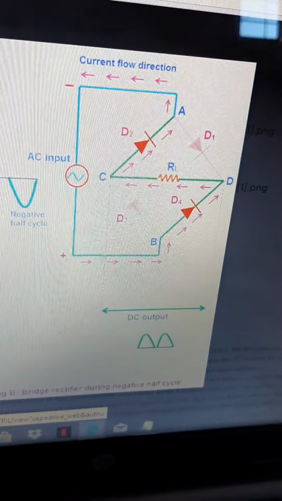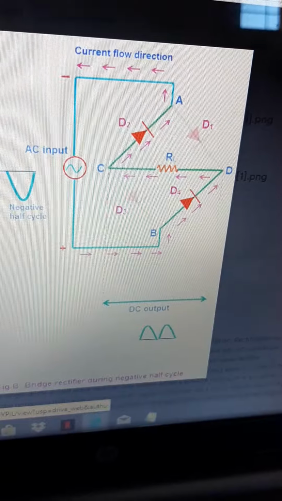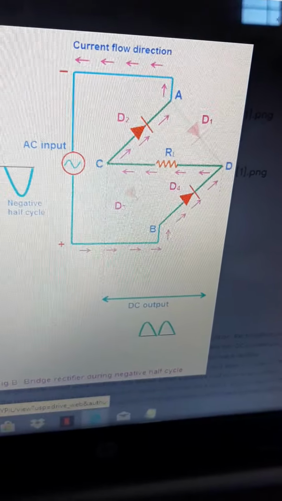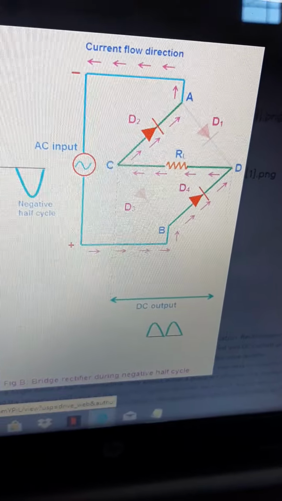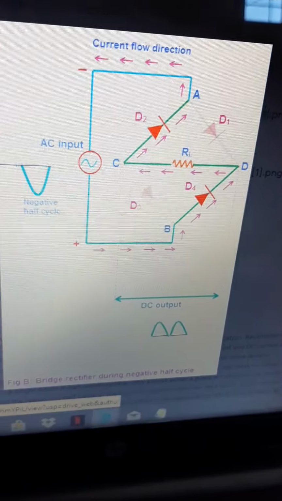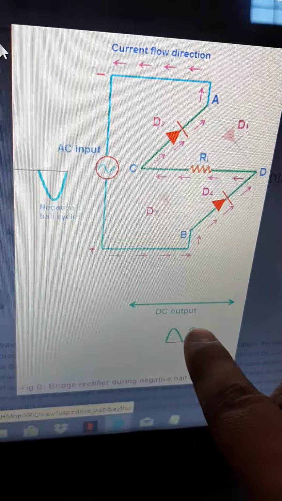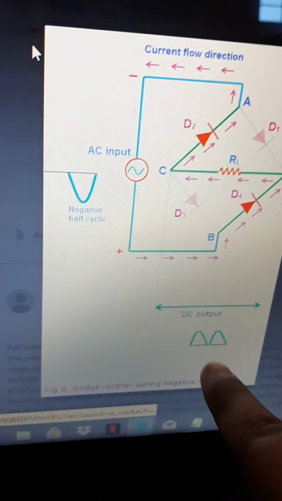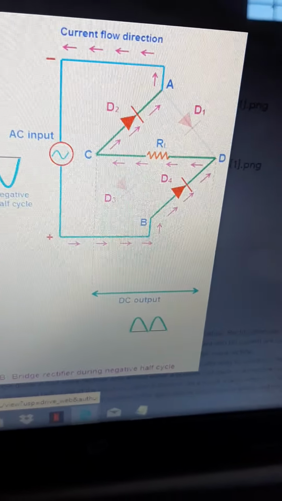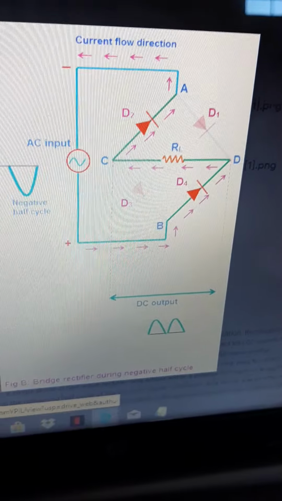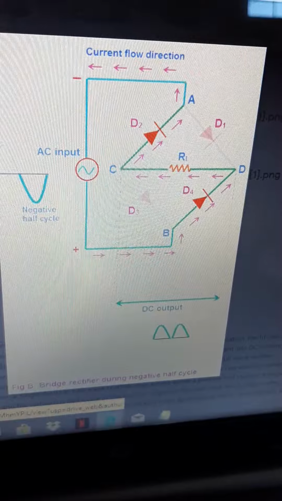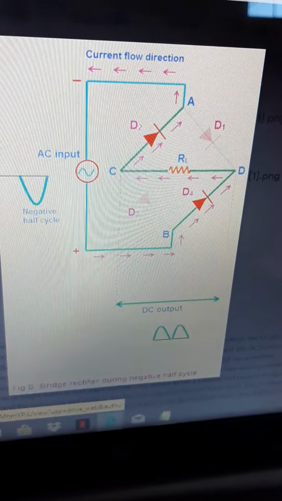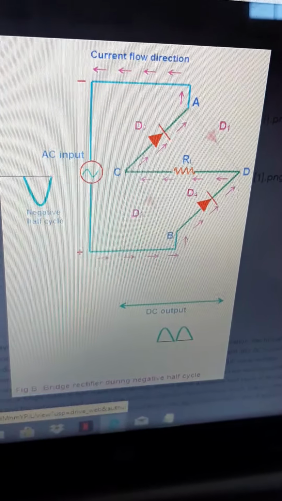The output of the full wave bridge rectifier is 2Vm/π or 0.618 Vm, where Vm is the maximum value or peak value of the signal. The maximum efficiency of the full wave bridge rectifier is 81.2%, and the ripple factor of the full wave bridge rectifier is 0.48.